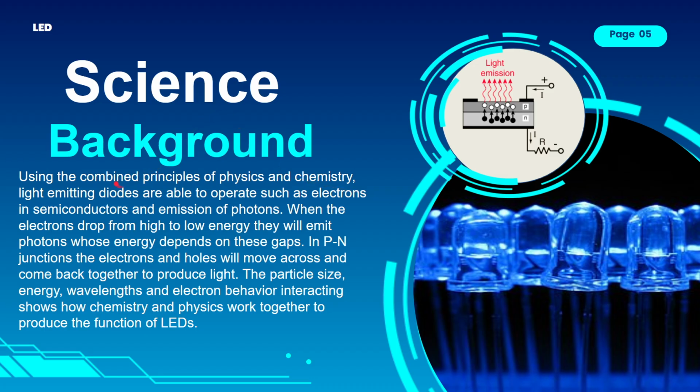The science background. Using the combined principles of physics and chemistry, light-emitting diodes are able to operate through electrons in semiconductors and emission of photons. When the electrons drop from high to low energies, they will emit photons whose energy depends on these gaps. In P-N junctions, the electrons and holes will move across and come back together to produce light. The particle size, energy, wavelength, and electron behavior interactions show how chemistry and physics work together to produce the functions of LEDs.